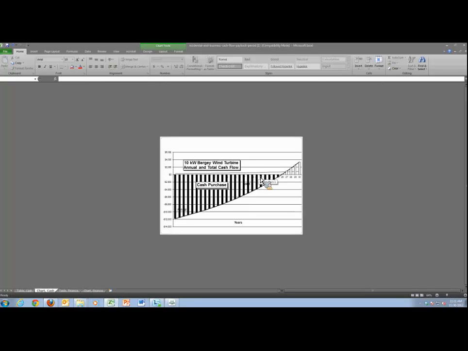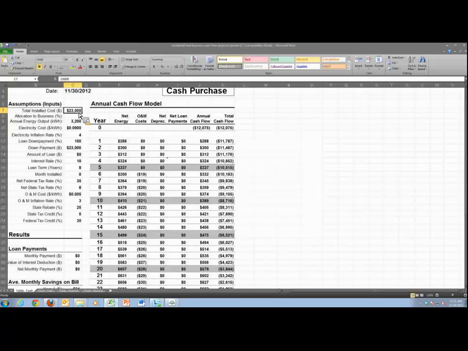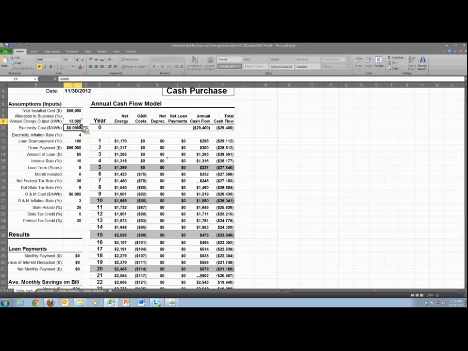Again, am I thinking this is a good investment? Well, it's wearing out before it pays for itself. That's not real good. If we're going to do this for this 10 kW Bergey, let's just do that real quick. $56,000. We're going to change this to 56. This is going to put out a lot more electricity, so 13,000 kilowatt hours, 4% inflation rate. We're still leaving my other rebates.